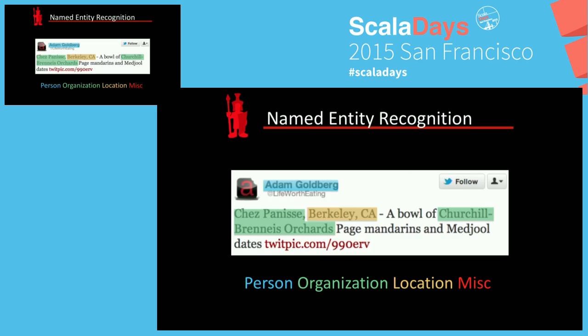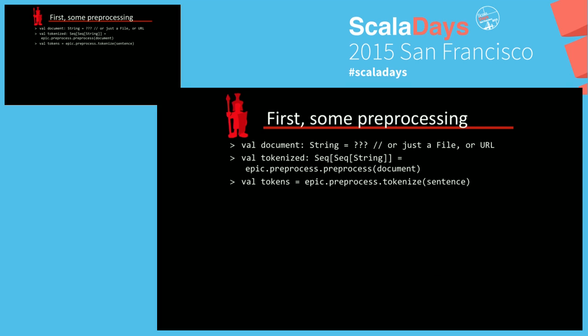Okay. Let's see how we do that in Epic. So first we need to pre-process the document and get it into a tokenized and processed form the system can work with. To do that, we can just take a file or URL, and a file or URL can point to an HTML document or a Word document or a PDF, and we'll automatically extract the text out of that document using the Apache Tika library. Most of the pain of dealing with different formats is taken care of for you. From there, we get a sequence of sentences, each of which is broken up into a sequence of word tokens, including punctuation. And if you're just given a sentence to begin with, you can just tokenize it directly.